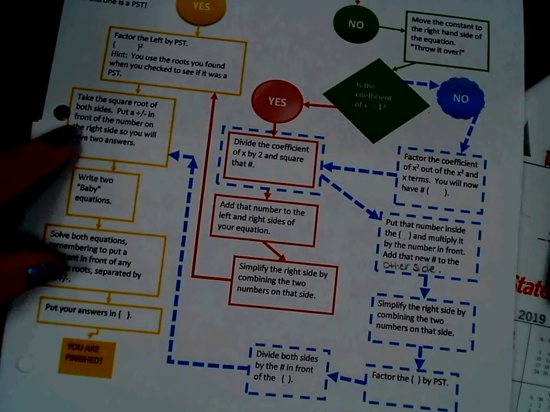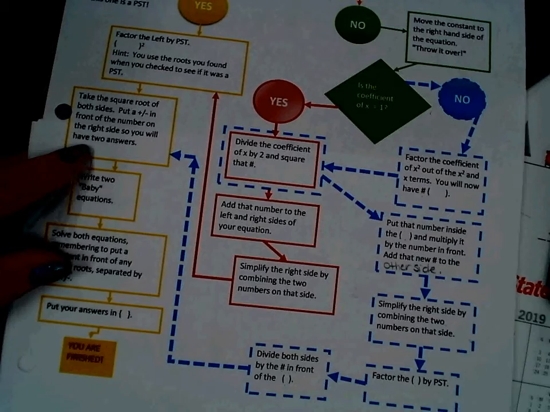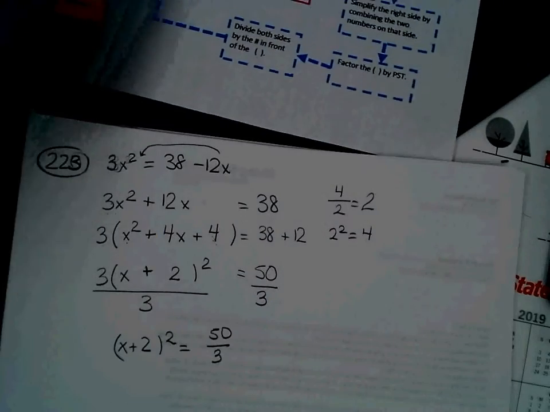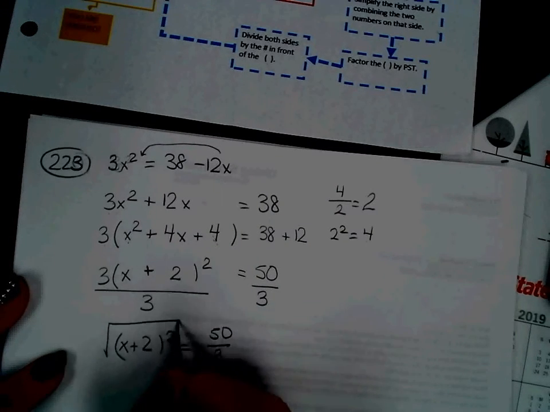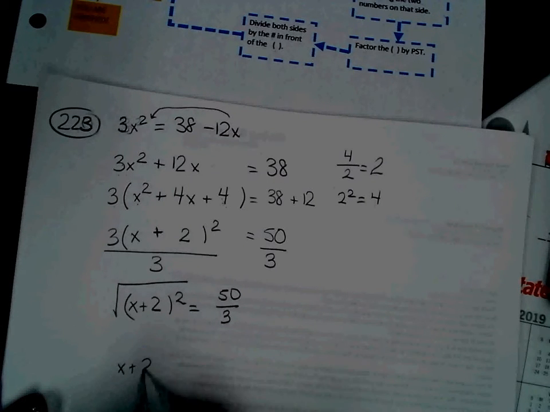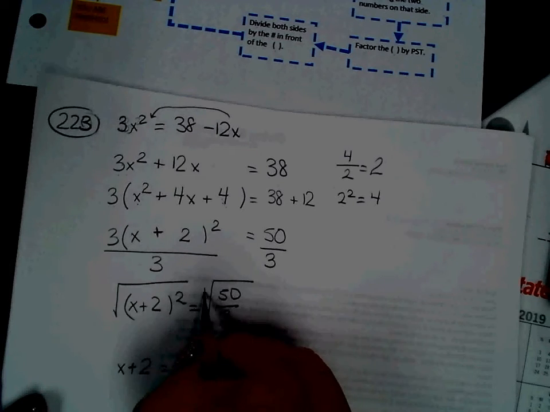Take the square root of both sides. Put a plus or minus in front of the number on the right side, so you will have two answers. So, the square root of the left, the square root of x plus 2 squared, is just x plus 2. Square root of the right, remembering to put a plus or minus in front.